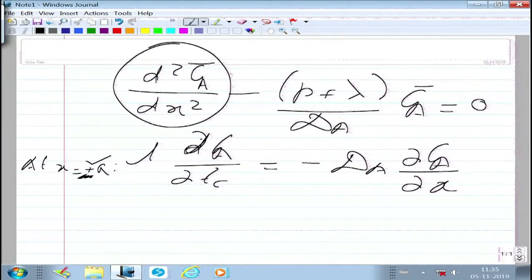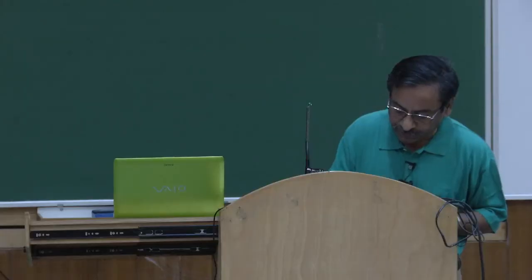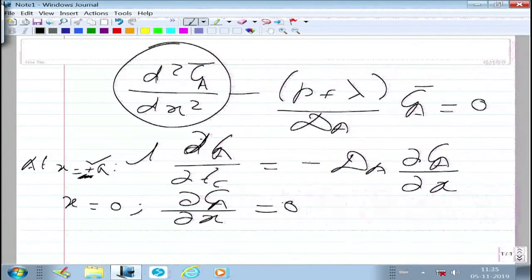At x equal to plus a. I choose not to write in terms of x equal to minus a. Instead, I would say at x equal to 0 for all times, dou Ca by dou x is equal to 0, because concentration of oxygen will be minimum. If that is the foam film, the concentration profile will be minimum at the center line. So, the gradient is equal to 0, right.